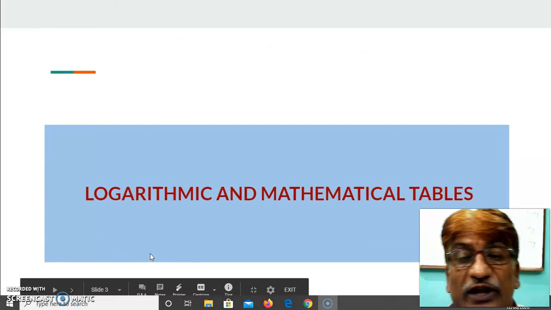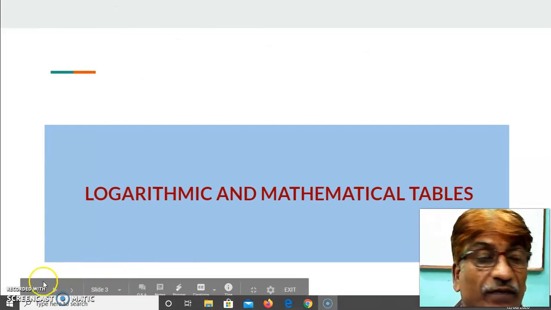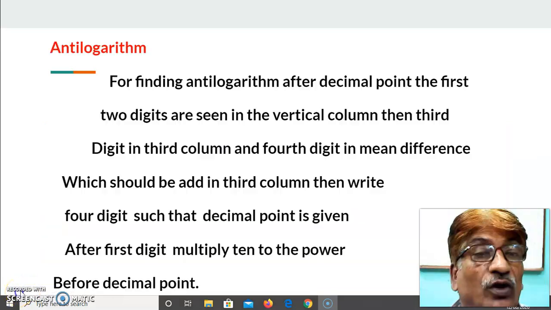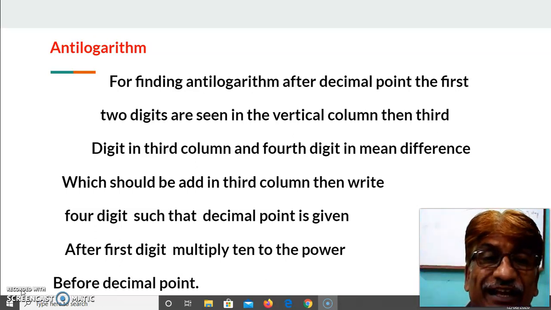So today we have learned logarithmic and mathematical tables. Today we have seen anti-logarithm, for finding anti-logarithm.